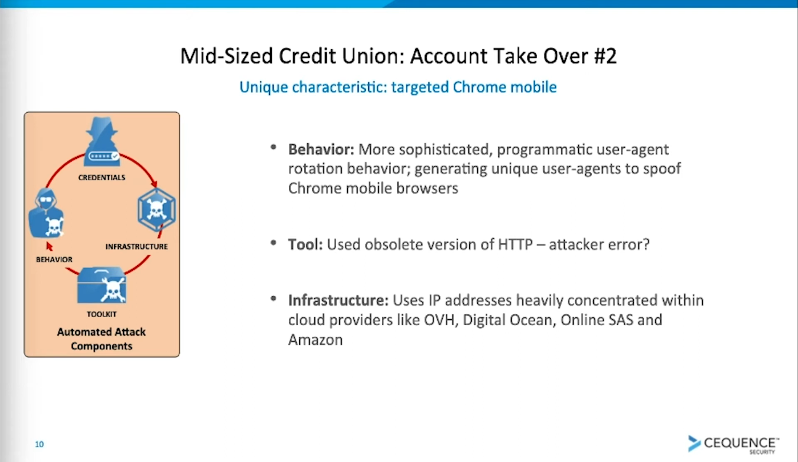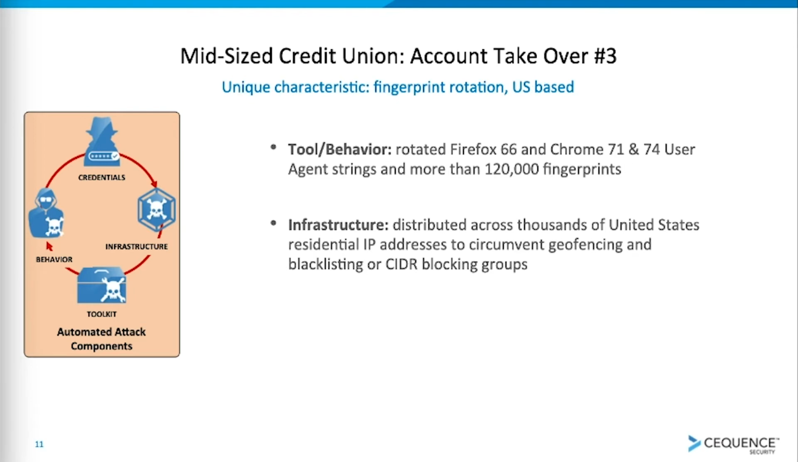The infrastructure they used, this is very interesting. The infrastructure was a little bit more focused on private proxies, as opposed to the previous slide, which were more bulletproof proxies, public, if you will. OVH and Online SaaS are 2 French providers. DigitalOcean and Amazon were the other infrastructure providers that we saw the IP addresses coming from.